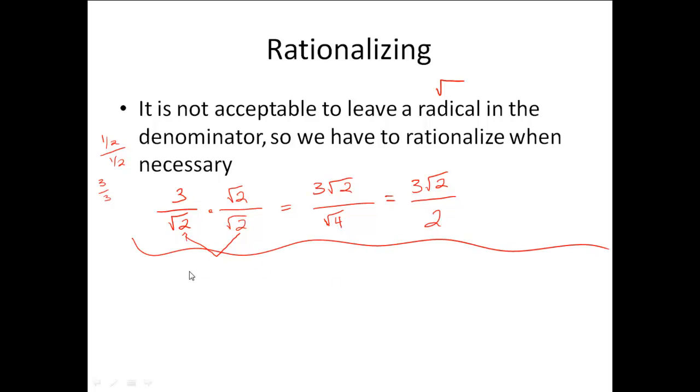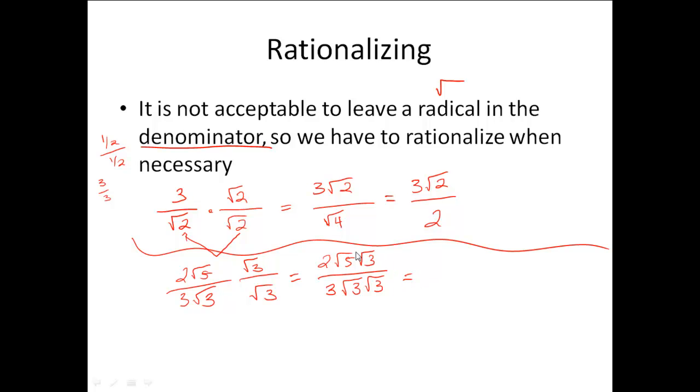Let's do another one. Let's say I had 2 square roots of 5 divided by 3 square roots of 3. Now with this one, I've got a radical in the numerator and a radical in the denominator, but the only one that's causing the problem is the one in the denominator. So I need to multiply by the one that's causing the problem, which is the square root of 3. So I'm going to multiply the top and the bottom by the square root of 3. And when I do that, I end up with 2 times the square root of 5 times the square root of 3 over 3 times the square root of 3 times the square root of 3.